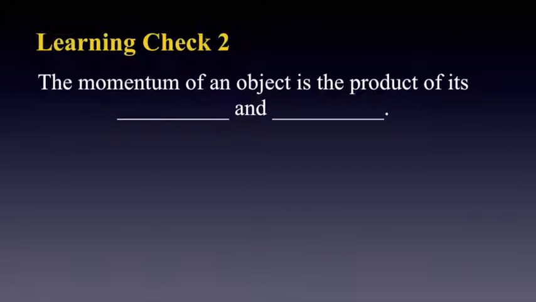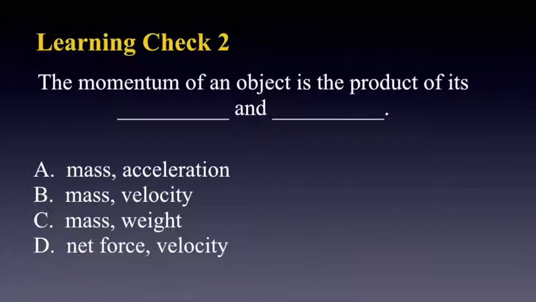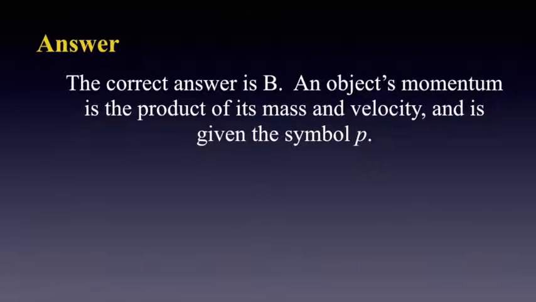Number 2: the momentum of an object is a product of its A, B, C, or D. Even from the video we should have learned this. From the notes today you should have learned this. The answer is B. An object's momentum is the product of its mass times its velocity.